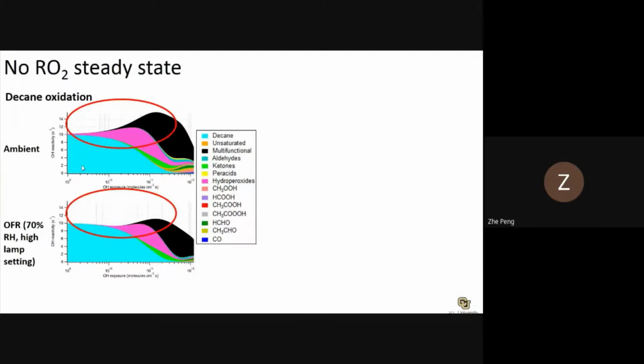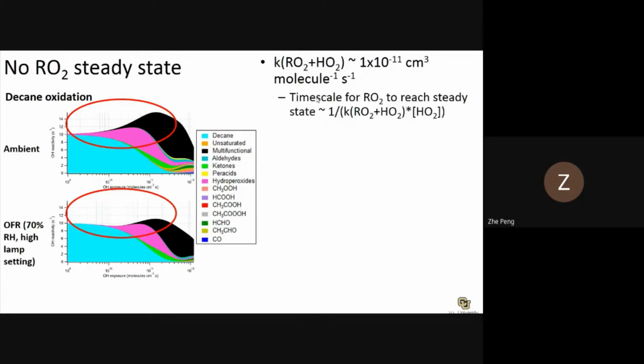Let's look at the first difference. It's actually due to the accumulation of RO2, which sounds surprising, but let's look at it in detail. In OFR, because of its very high HOx concentration, we can assume RO2's main fate is its reaction with HO2, and here is a typical rate coefficient. Then the time scale for RO2 to reach steady state in OFR is about 1 over the product of this coefficient and HO2 concentration. Then OH exposure reached during this time is about 1 over the rate coefficient times the ratio between OH and HO2.